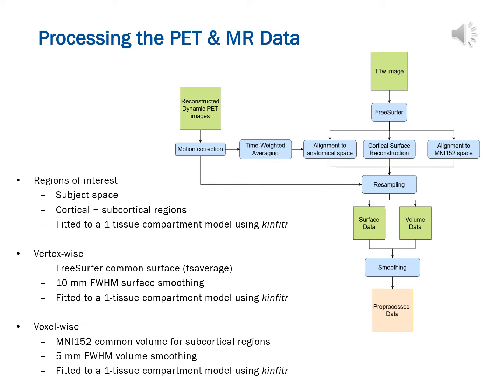Briefly, the reconstructed dynamic PET data is motion corrected and a time-weighted average image is created to compute the alignment between the PET space and the MR space. FreeSurfer is used to process the T1 weighted image and obtain a model of the cortical surface and compute the alignment to MNI 152 space. The dynamic PET data is then resampled onto the standard cortical surface and in the MNI 152 space. The data is then surface and volume smoothed, respectively. Regional time activity curves for the cortical and subcortical regions are extracted from the non-smoothed data.